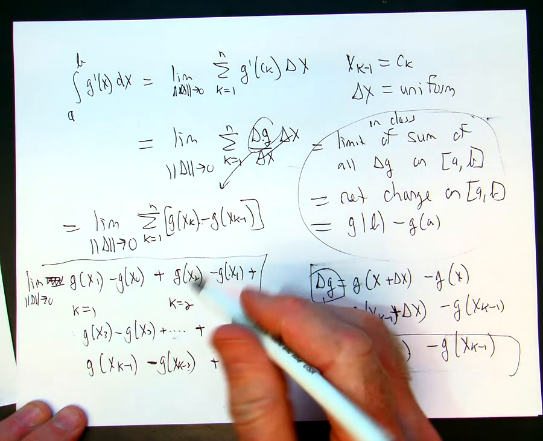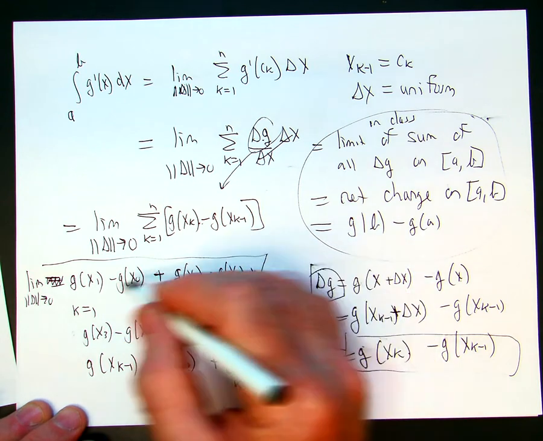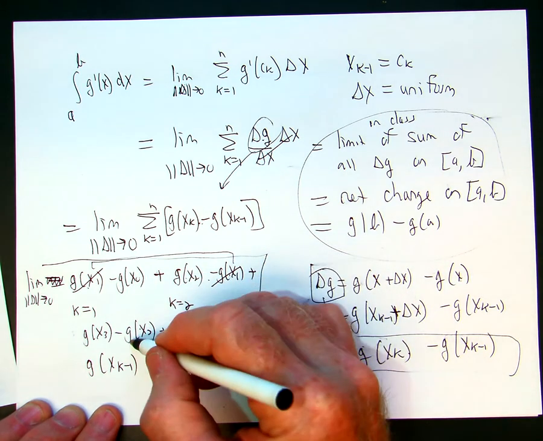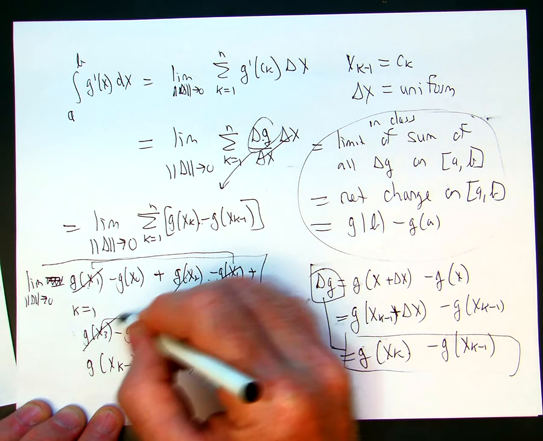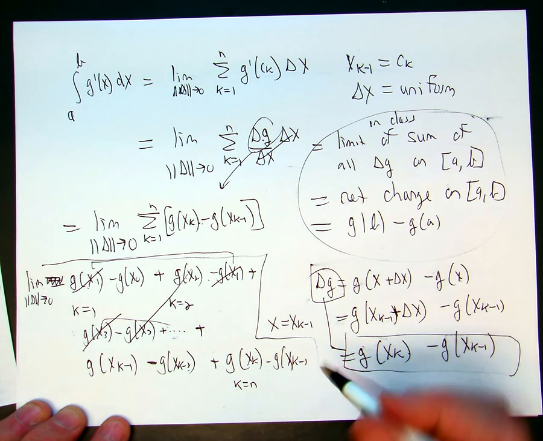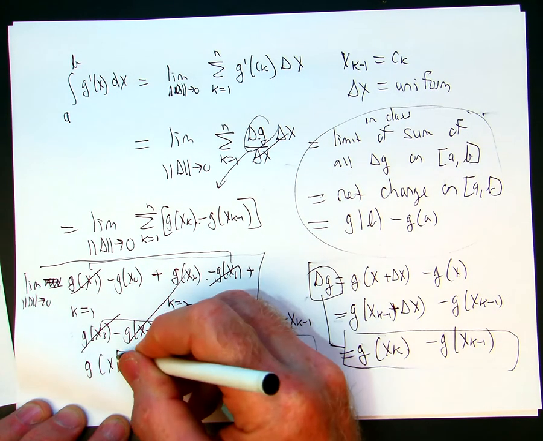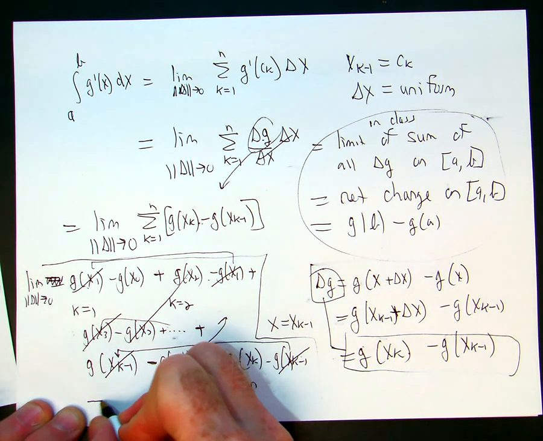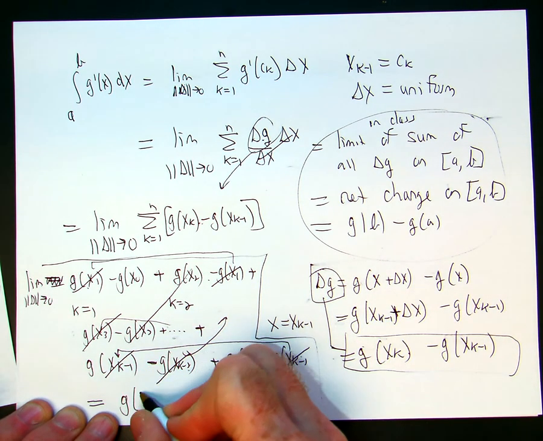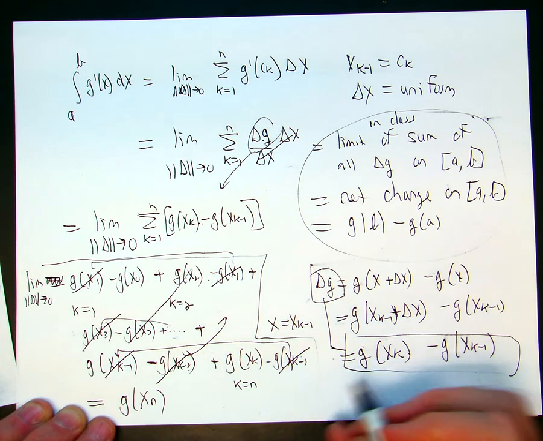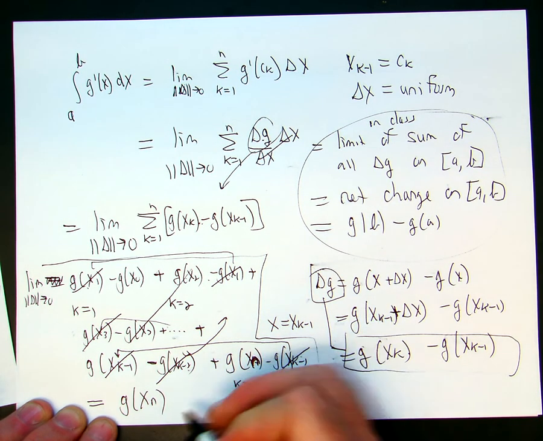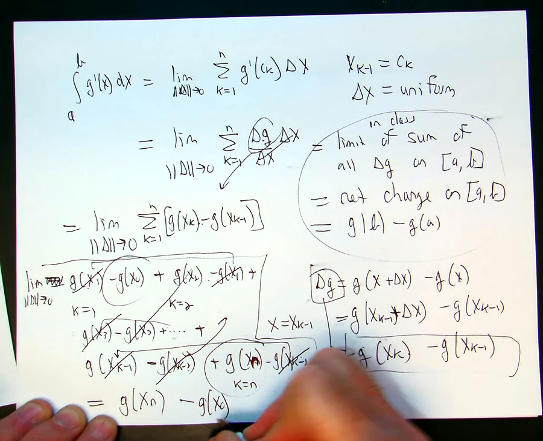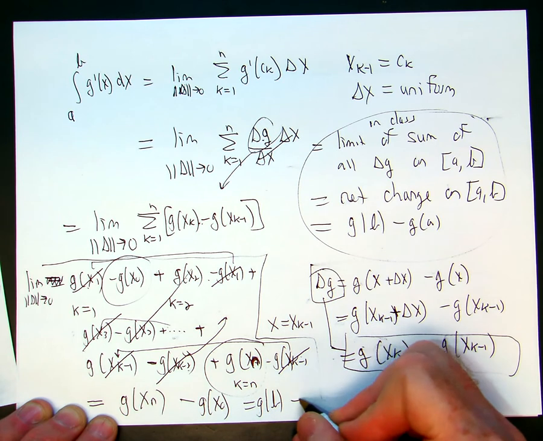And what happens here? Well, this and this cancel. Well, this and this cancel. Well, there's going to be one over here. That's going to cancel. Okay, now if you notice, this and this cancel. So this is going to cancel with something there. So all these terms cancel. And this is what I'm left with. G of xn, right here, minus this one. So this is left, and that's left. G of b minus g of a.